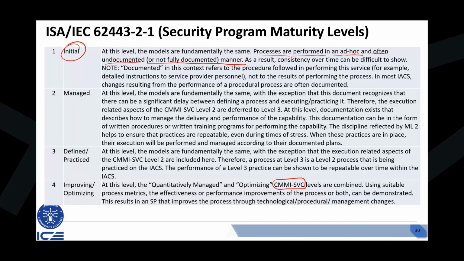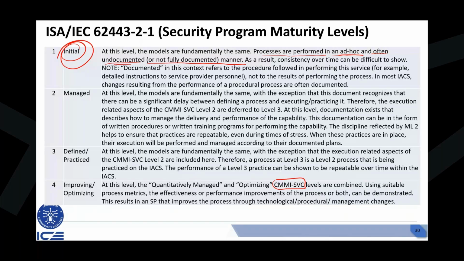We haven't really documented it, but we rely on my engineer, who is very good and does it quite frequently. This is the initial level, the base level, where things are happening at a very ad hoc level, and in most cases, undocumented or not properly planned, not properly designed.